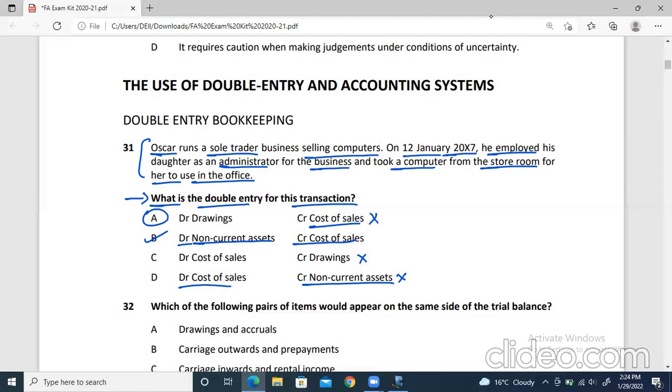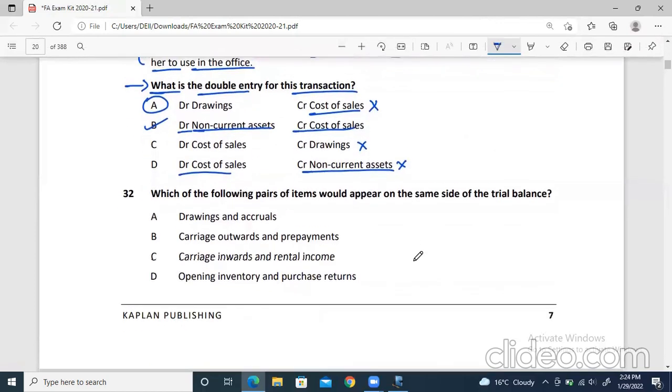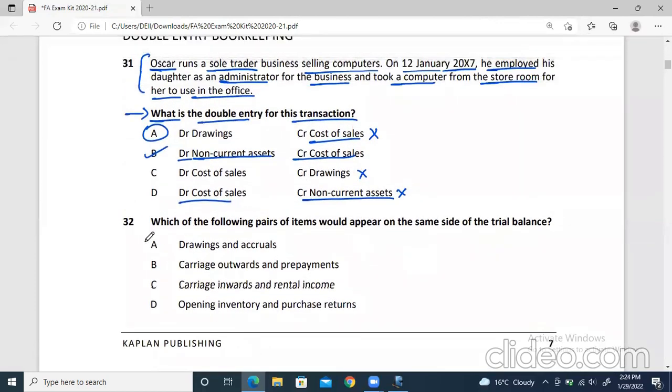So you can also use this technique in the exam whenever you're not understanding the question and what's happening. You can use the best one which suits the scenario. Okay, got it? All right, great. Let's move to question 32.